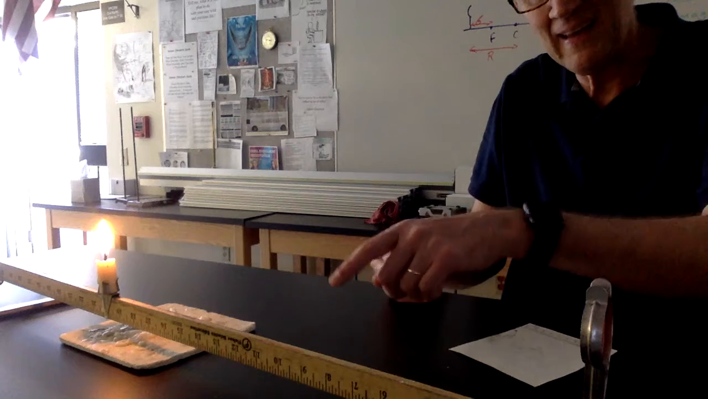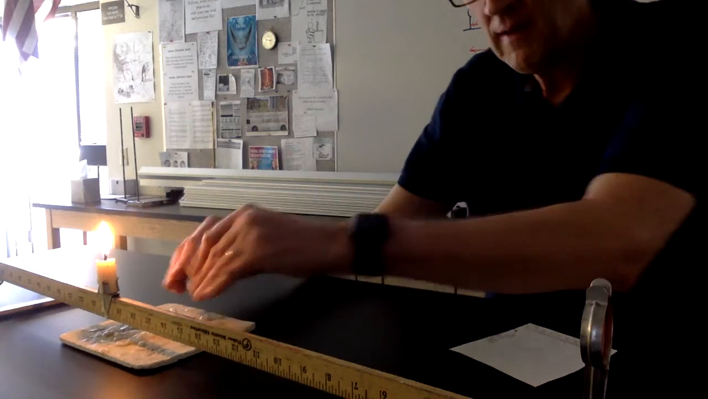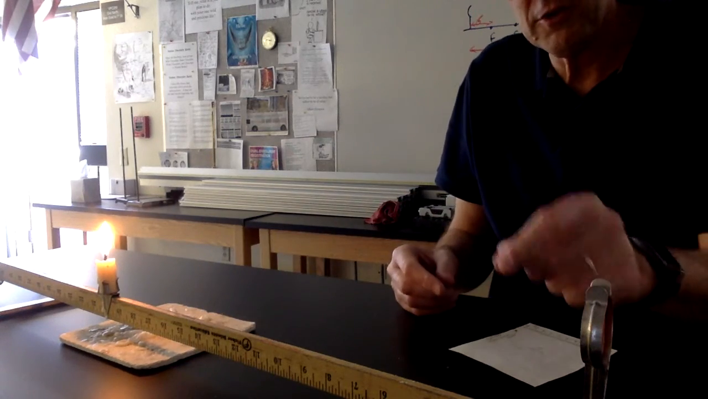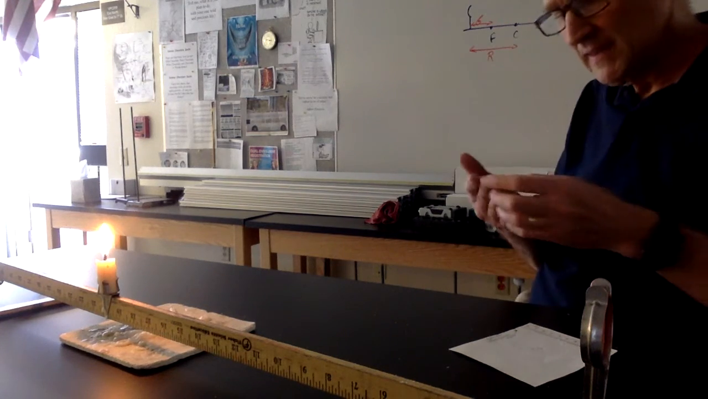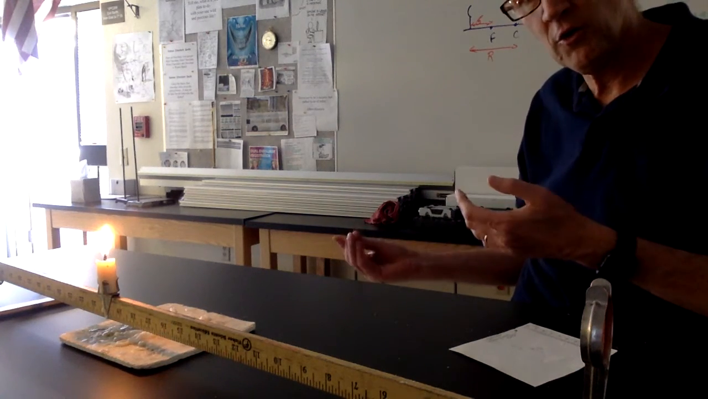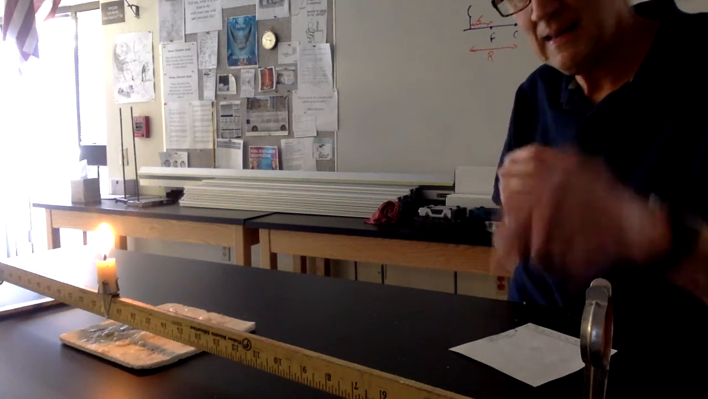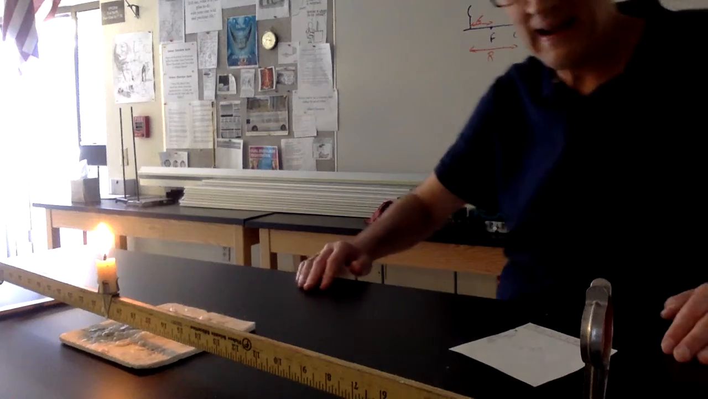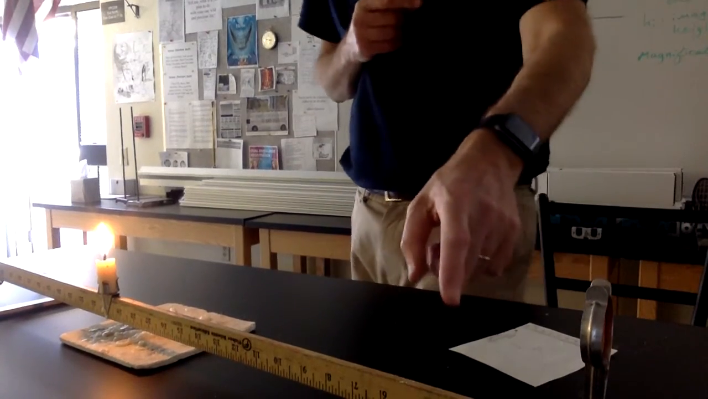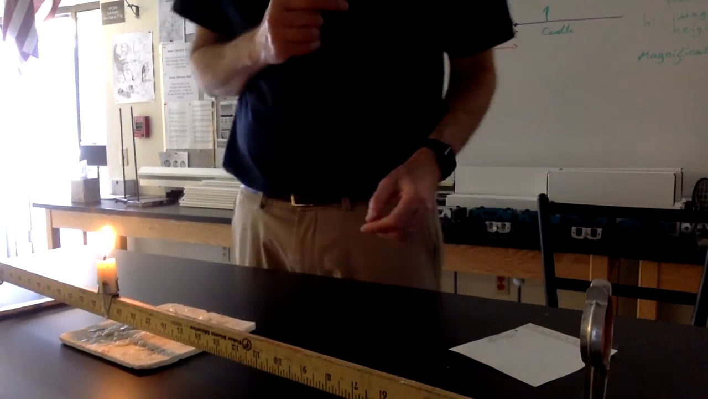The further I get away, the closer the image gets to what we call the focal point. The focal point isn't necessarily where the image occurs. The focal point is that image point when the object's really far away. And I'm already at half a meter away, and it's getting closer and closer to a given point.